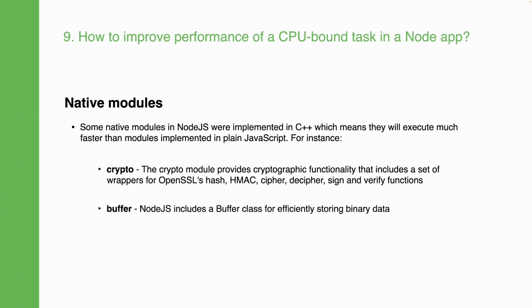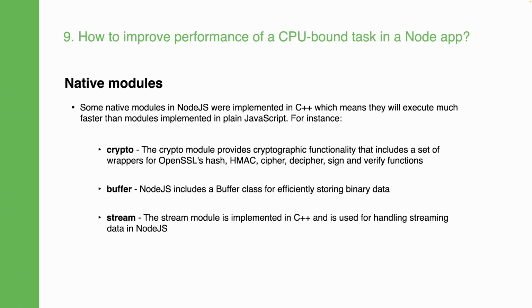Next, we've got the buffer. Node.js includes a buffer class for efficiently handling binary data. It is backed by raw memory outside of the V8 heap, and just like crypto, it's implemented in C++ with JavaScript bindings.